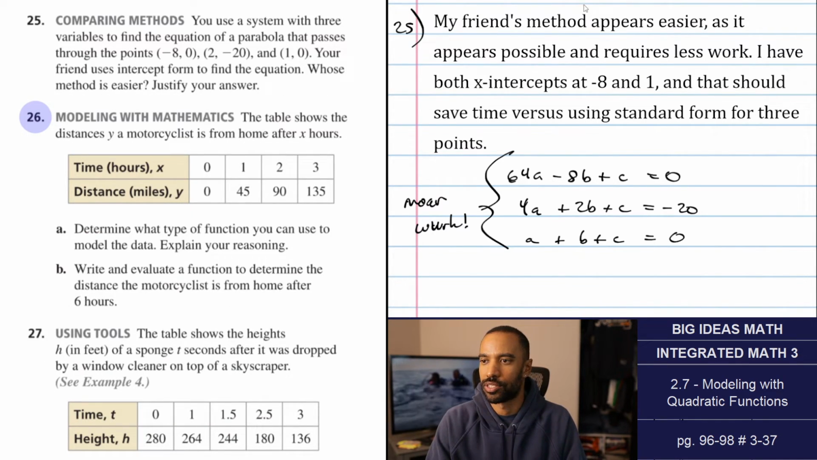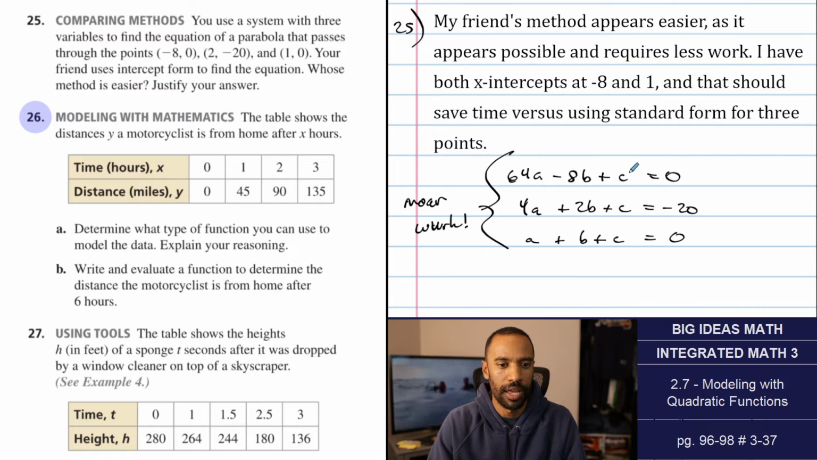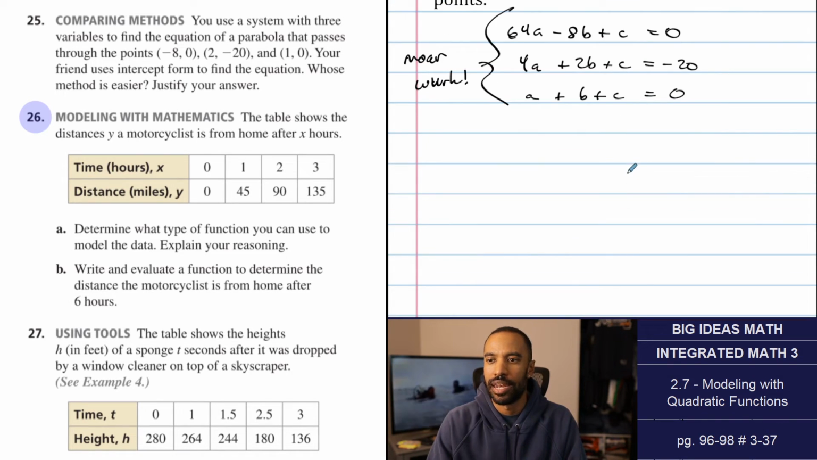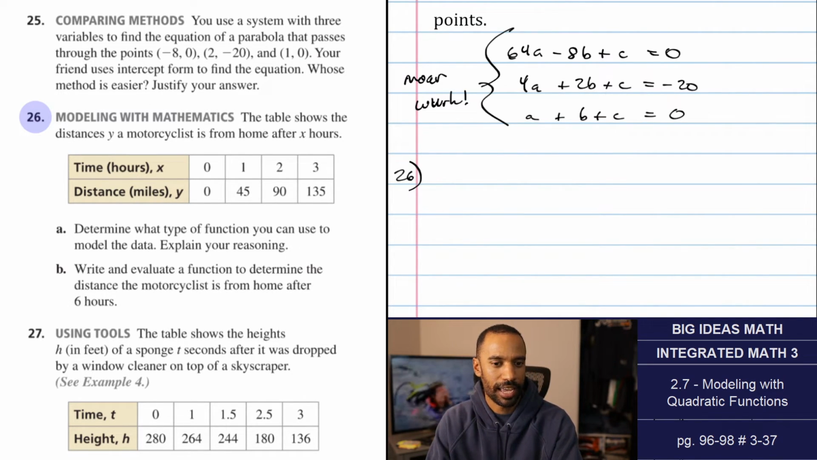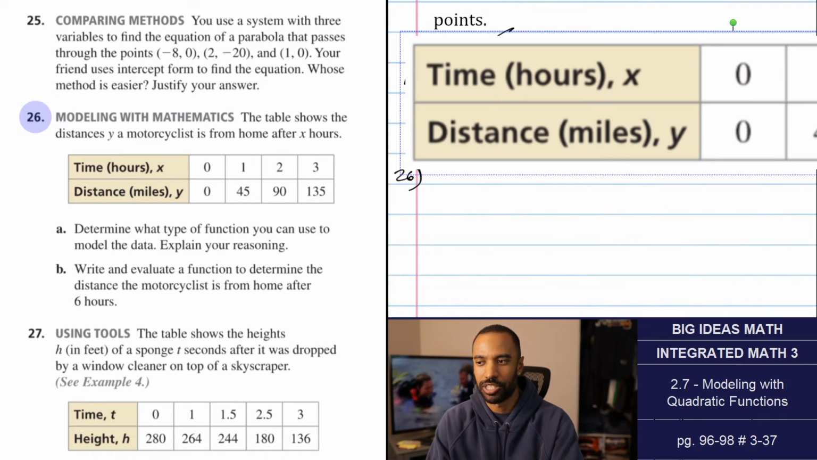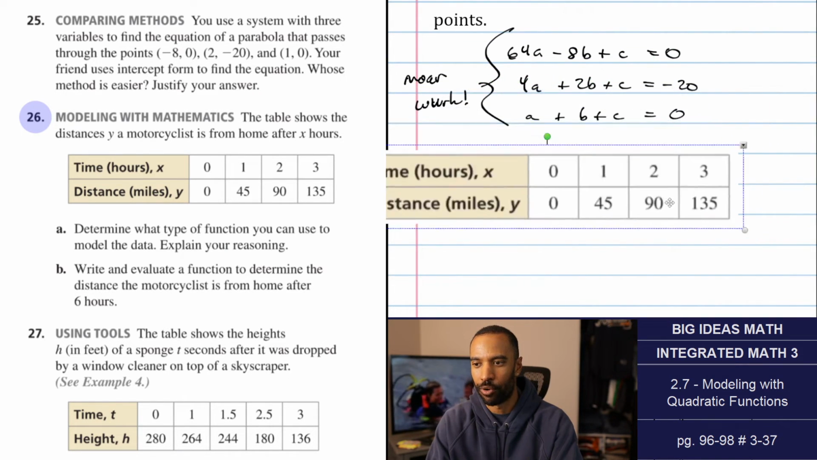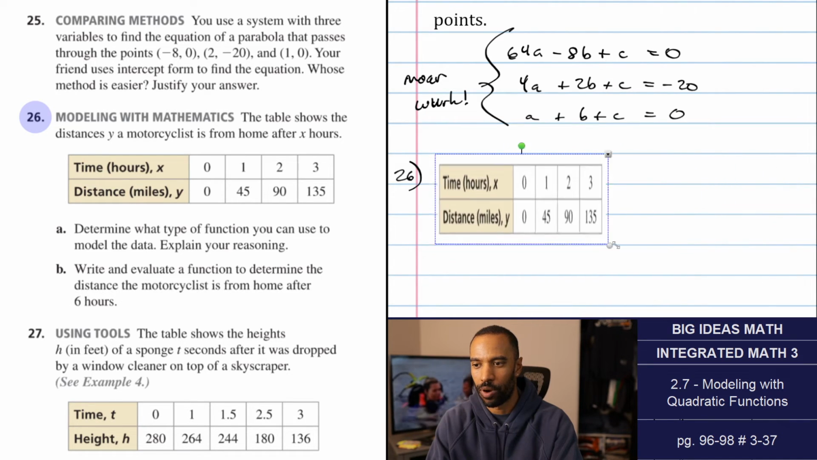Okay, number 26. The table shows the distances, y, that a motorcyclist is from home after x hours. Now, this one, guys, don't be fooled. When I look at this, I'm seeing a linear relation. In fact, that's what they're asking. Part A, I see a linear relationship in this thing. I see a constant change on x, and meanwhile, I see a constant change on y. We're adding 45 each time the x increases by 1.